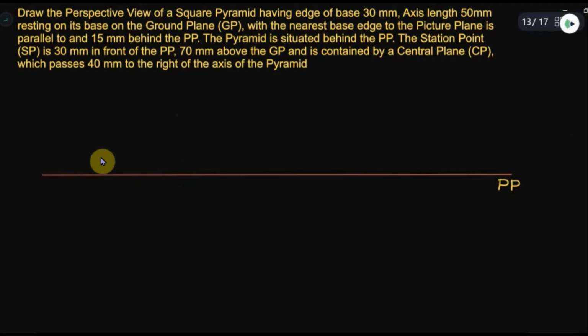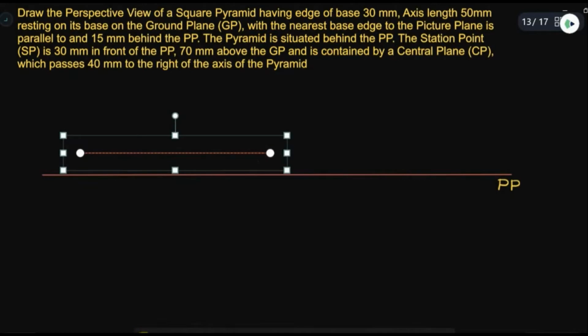So we will draw a 15 mm locus line, a horizontal line which is situated behind the picture plane by 15 mm. So this distance is 15 mm, and now we will mark that dimension also. Now see, the dimension here is 15 mm.